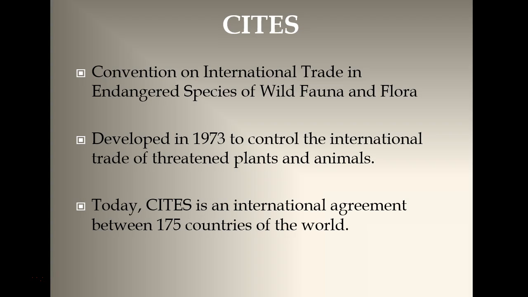Again, CITES, it's much easier to say than all of that. This was designed to control international trade of threatened plants and animals. It's an international agreement. About 175 countries of the world recognize it today. What this does is prevent threatened plants and animals, things that are on the endangered species list, from being traded, captured, moved between country to country. Basically, these things have to stay in their natural habitat and be protected, or face swift penalties.